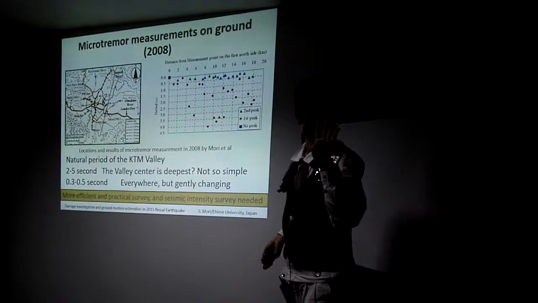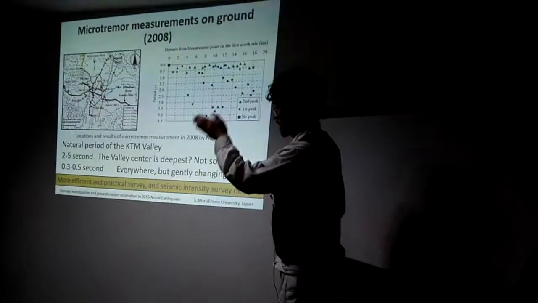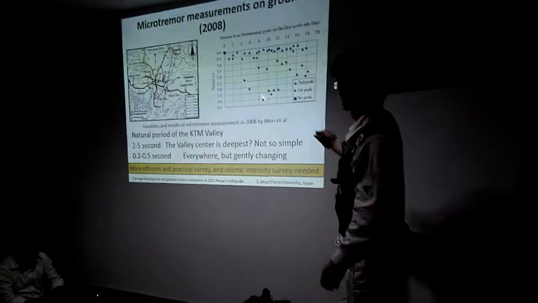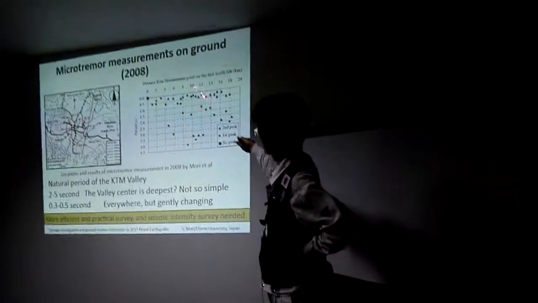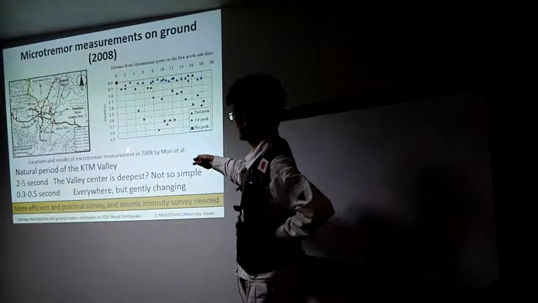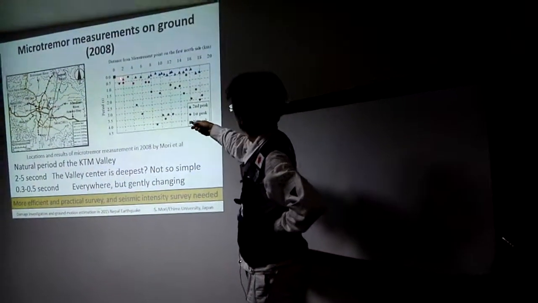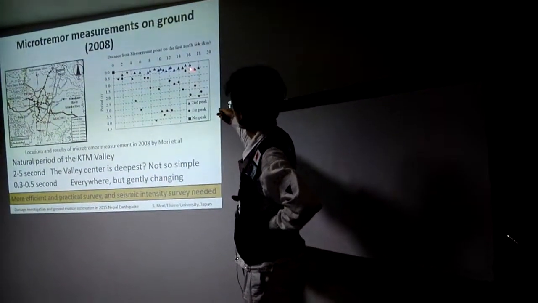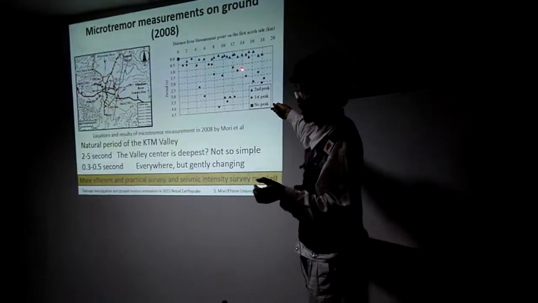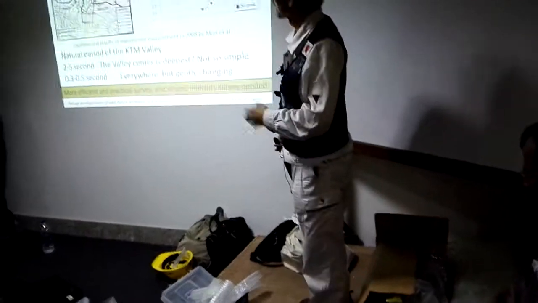Damage distribution is the first important thing. The second one is scientific evidence. Scientific evidence should be obtained by survey, using microtremor measurement or some geophysical survey. The longer period component is dominant in the central part of the Kathmandu Valley. On the other hand, the 0.3 to 0.5 second component is also predominant throughout the Kathmandu Valley, but from north to south the shorter period is gently changing. Like this. And this may depend on the softer deposit, among the red deposit, soft deposit. Next.